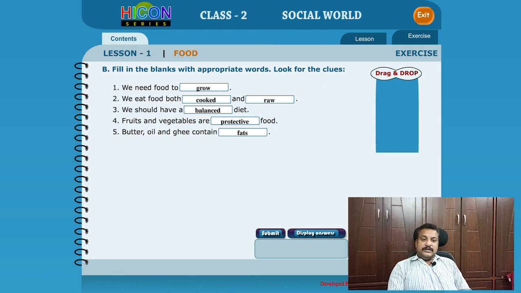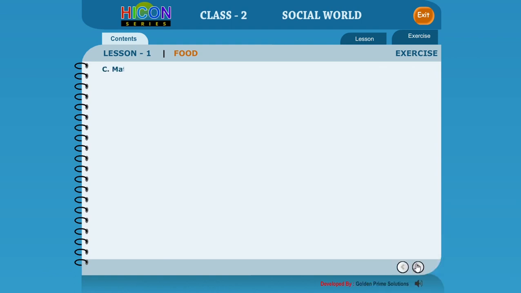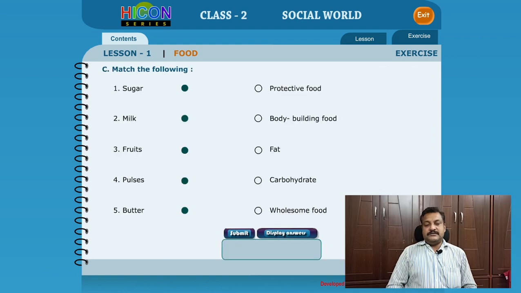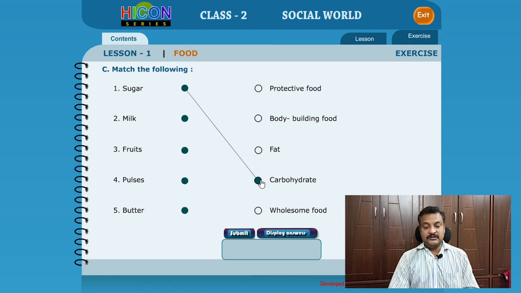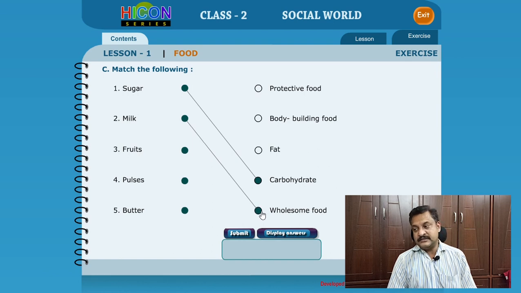Right, children, now we will go on to the next question. Match the following. So some food items are given here like sugar, milk, fruits, pulses and butter, and we need to identify what kind of a food that is from the options given here. Okay, sugar. I think in the previous class we considered sugar as an example for a carbohydrate. Okay, milk is a wholesome food. It has all the nutrients inside it, so milk is a wholesome food.